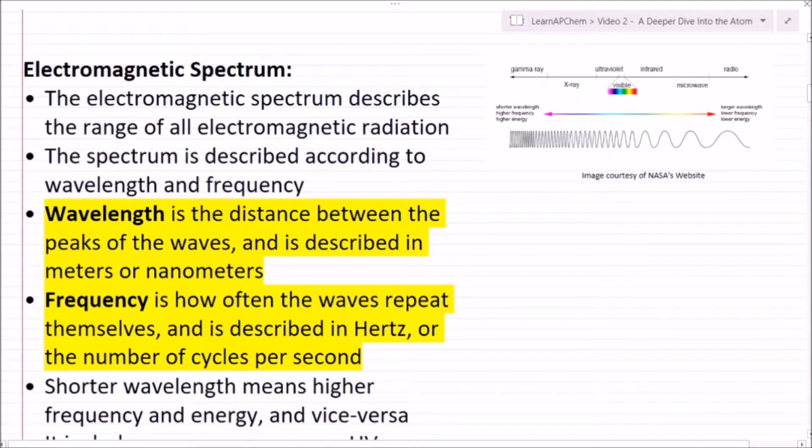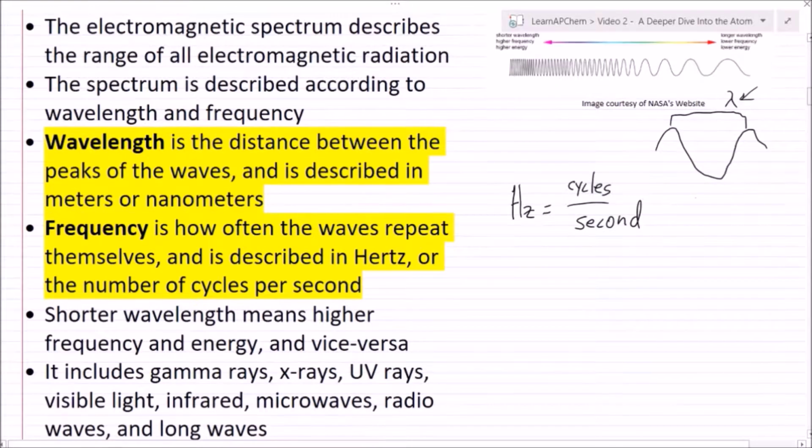Wavelength is the distance between the peaks of the waves and is described in meters or nanometers. Frequency is how often the waves repeat themselves and is described in hertz, or the number of cycles per second. So hertz is equivalent to the number of cycles per second. If you're curious what wavelength looks like, if we have some wave here, the distance of this is going to be our wavelength, which is this symbol here, lambda.